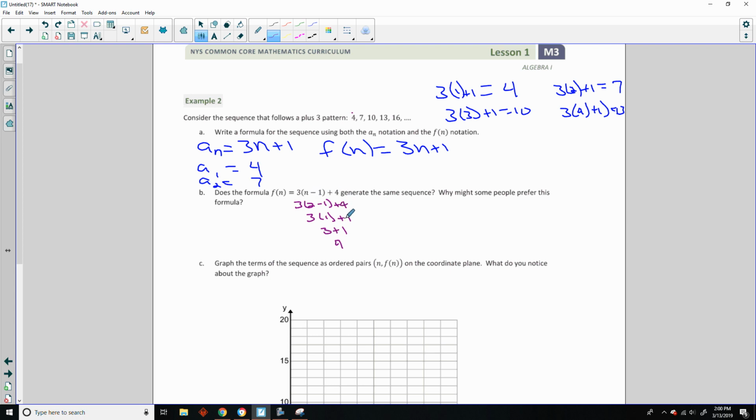Oh, it's not plus 1, it's plus 4. Plus 4, plus 4. 3 plus 4 does equal 7. So that checked. I'm not going to be satisfied with just 2, so I'm going to try another one.